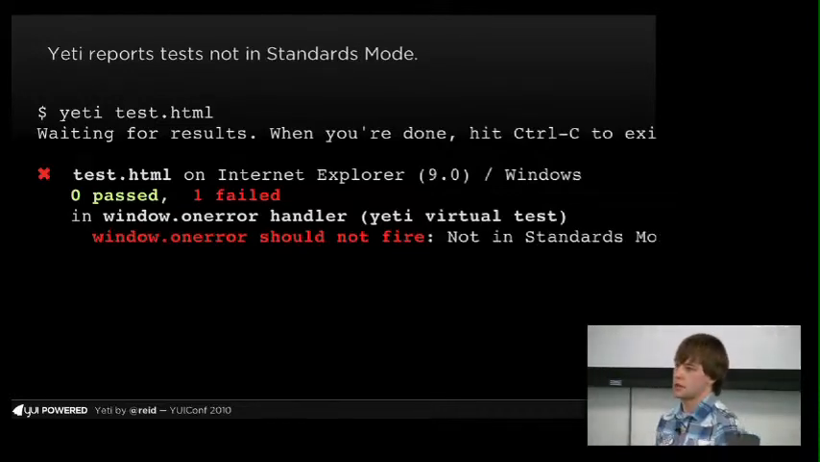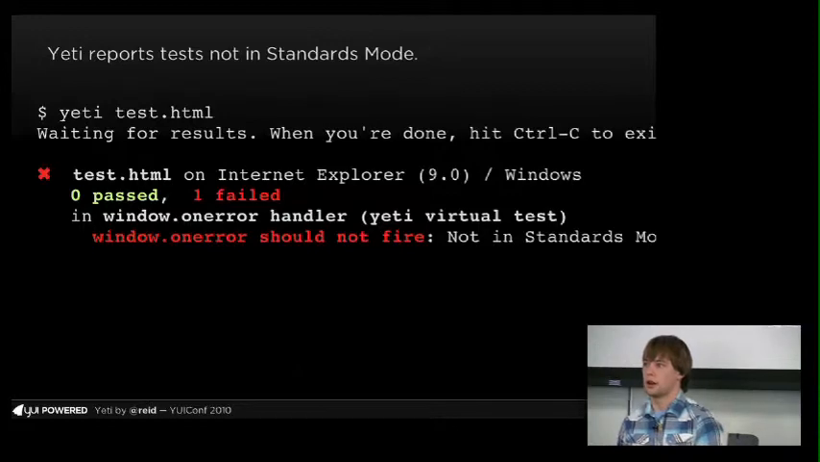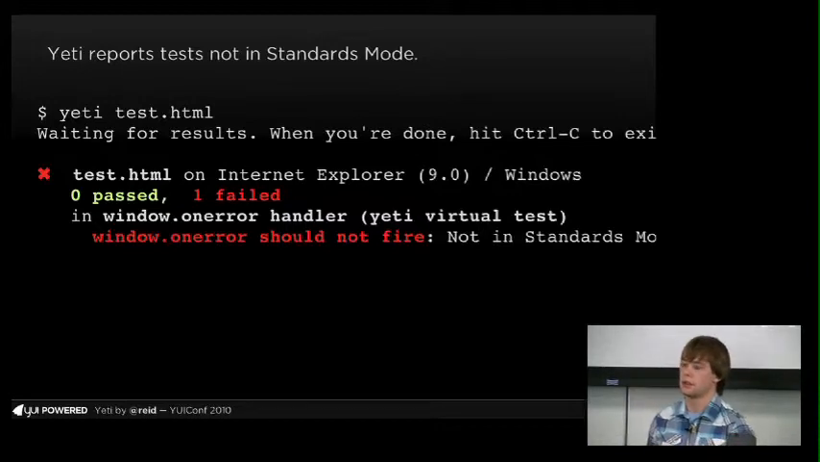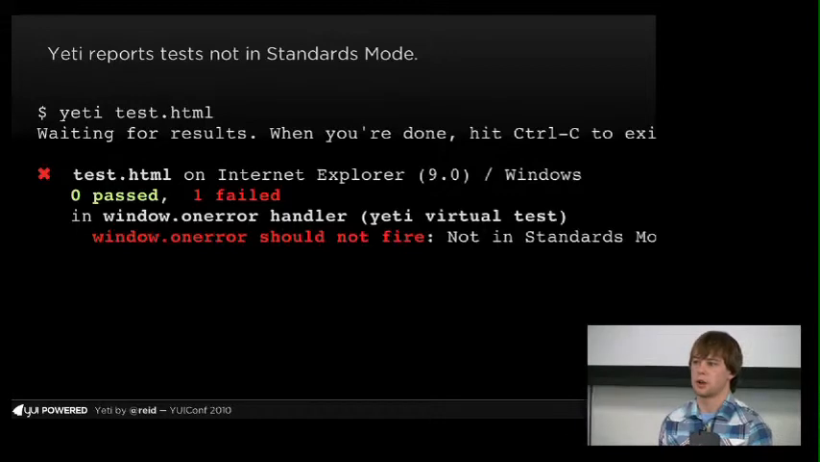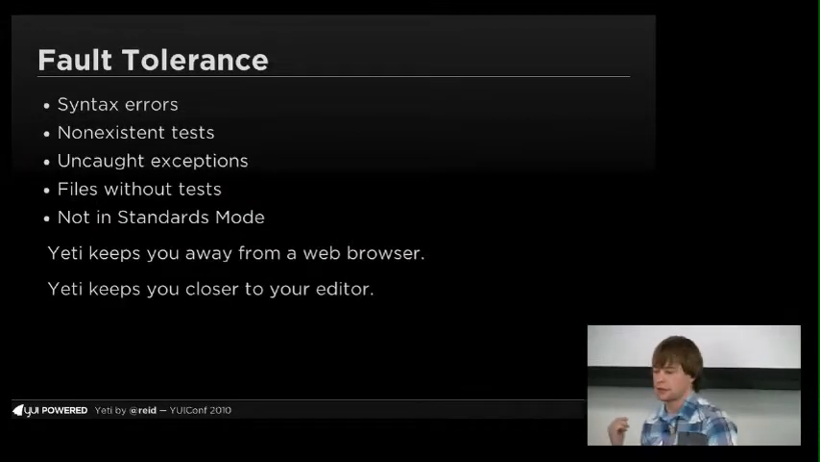It also tells you about tests that you may have that don't have a doc type, meaning that they're not in standards mode. We have a lot of tests that are pretty complicated and will go so far as checking computed styles, checking these kinds of things, that could be impacted in some browsers in some ways. And really you should be using standards mode anyway. So if you happen to mess up and miss that, it tells you about it. So it does a lot of things for you, so you don't have to stay in a browser.